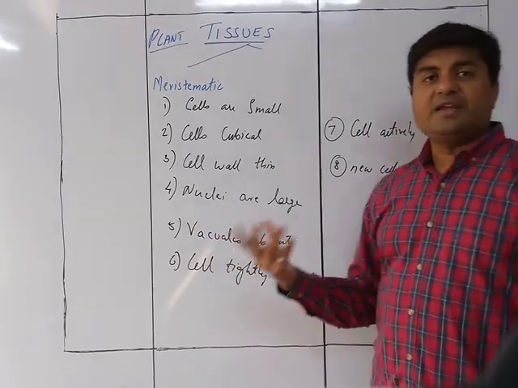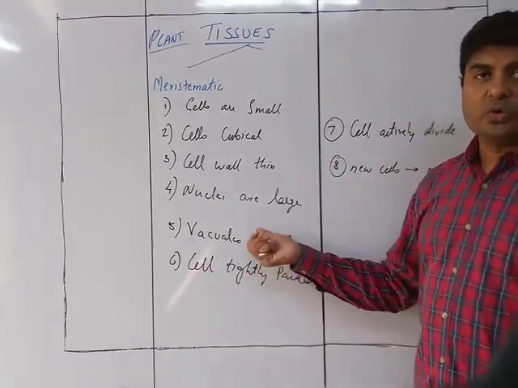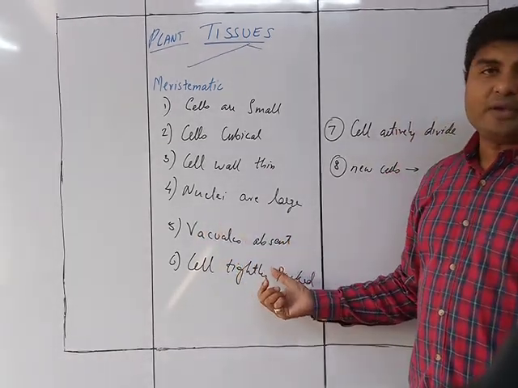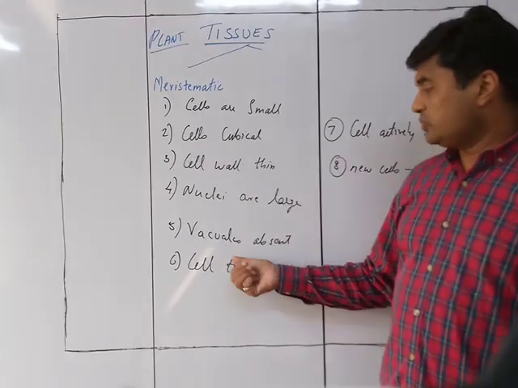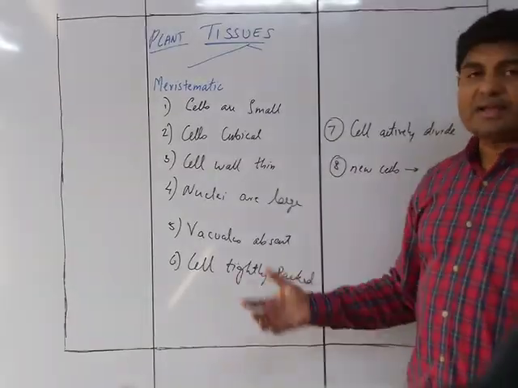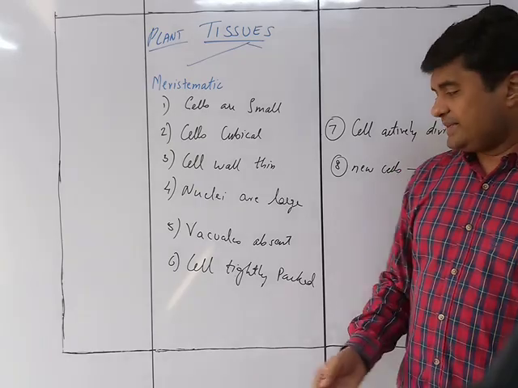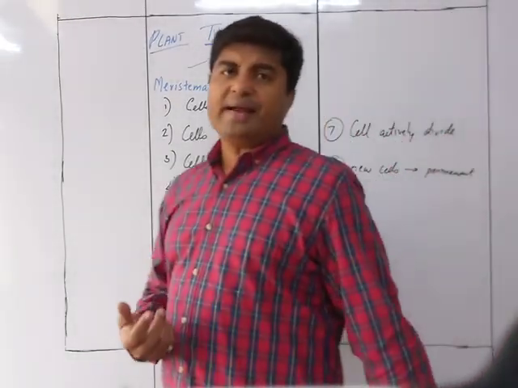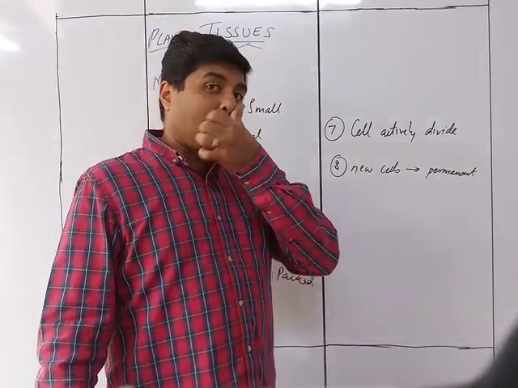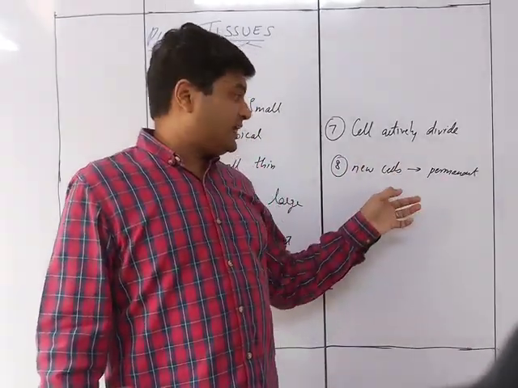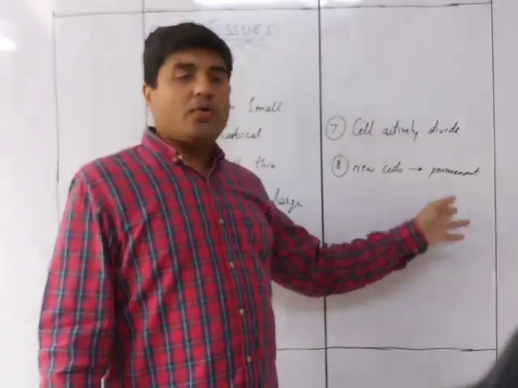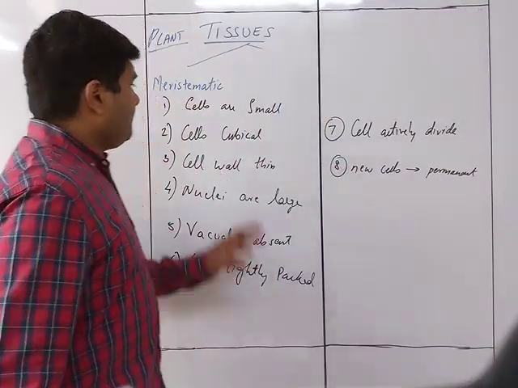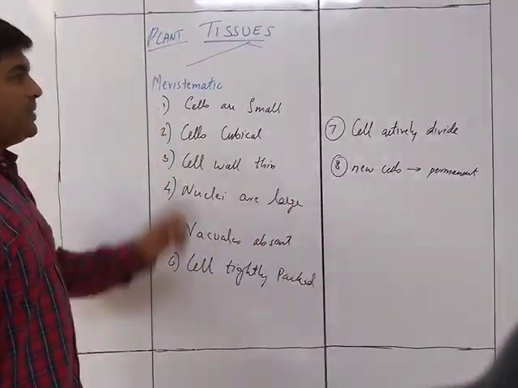Nuclei are large because cell division is the only thing that is going to take place here. So the nucleus is what is required for cell division. Vacuoles absent because it doesn't need to store any food in it. Cells tightly packed so that the transfer of nutrients is very easy. Cells actively divide, because these cells are the ones which are going to form into permanent cells. So that's the next one also, that new cells form into mature permanent tissues. So these are the 8 very important characteristics of the meristematic tissues.